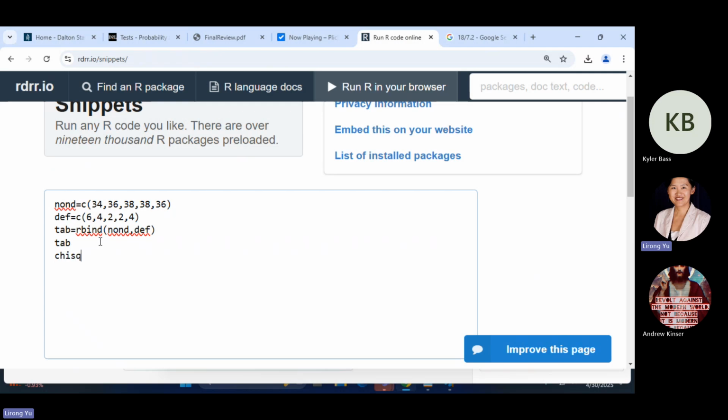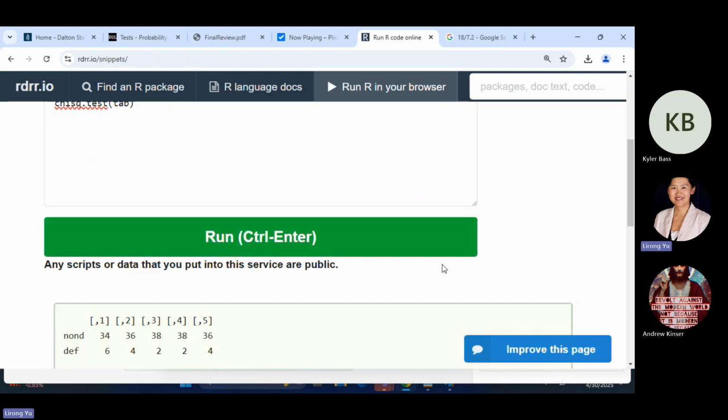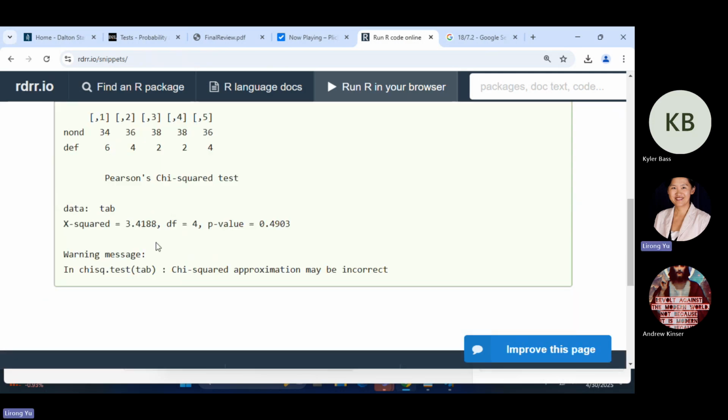So we do a chi-square test and just give it that, and you're letting the computer do the calculation. It's going to tell you the chi-square. This is Pearson's chi-square test. You can see the chi-square and the degrees of freedom. We have 5 columns, and therefore 5 minus 1 is 4 degrees of freedom. The p-value is high, which indicates there's no significant difference, even though the defective parts do look like 6, 4, 2, 2, 4. Statistically, the difference is not significant.